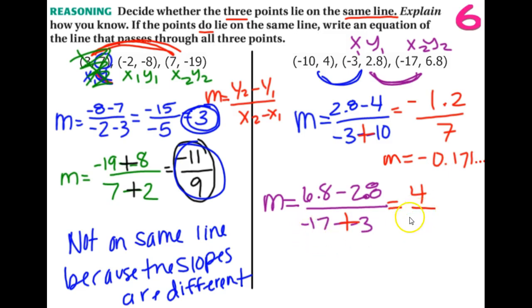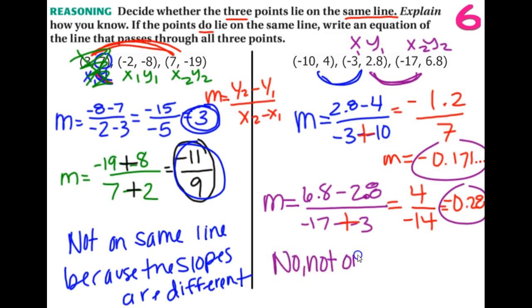Negative 17 plus 3. There's more negatives. So 17 minus 3 is 14. Well, 14 divided by 4. I could simplify that. But if I want the exact same decimal, I'm going to need it in my calculator. And this one in my calculator is negative 0.28, and then it goes on. So right away I can tell that my slopes are different. So no, these are not on the same line because the slopes are different.